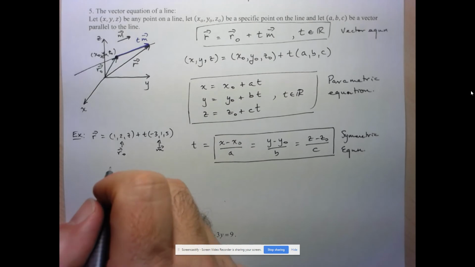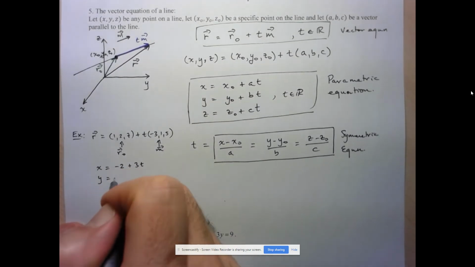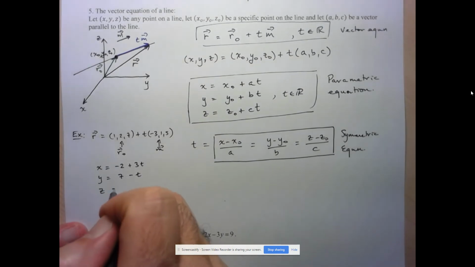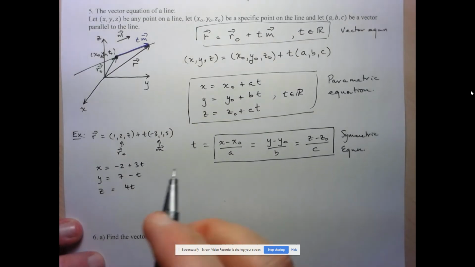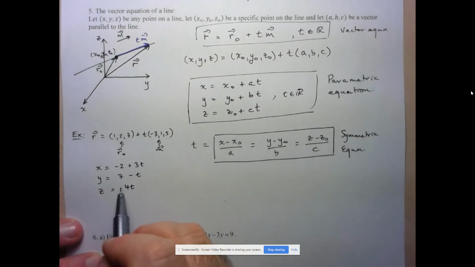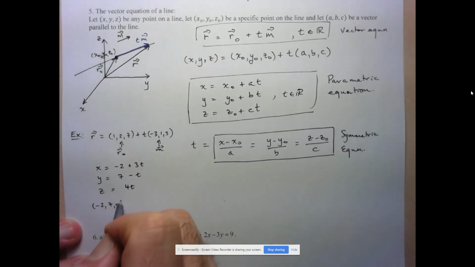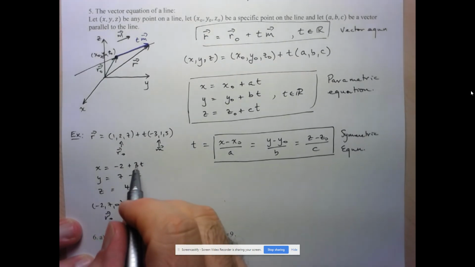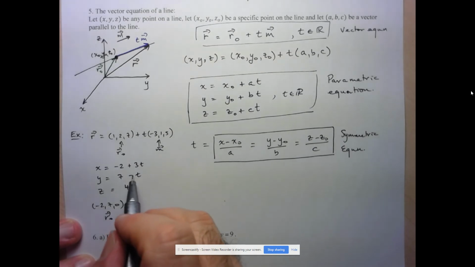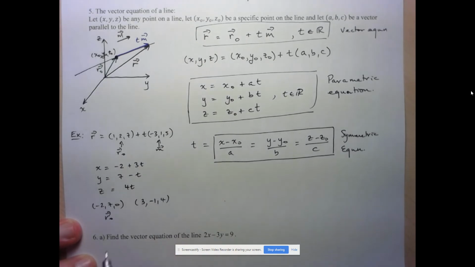Say I've got something in parametric form. Say I have x is equal to -2 plus 3t, y is equal to 7 minus t, and z is equal to 4t. You need to be able to identify that -2, 7, and since there's no constant term, 0, so (-2, 7, 0) is the given point on the line, and that the coefficients of t, in other words (3, -1, 4), represent the direction vector.